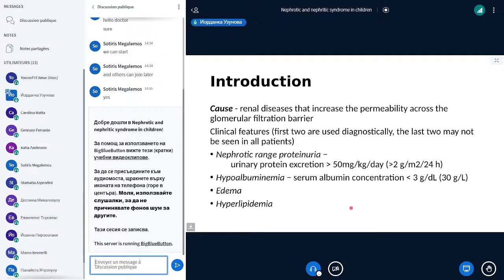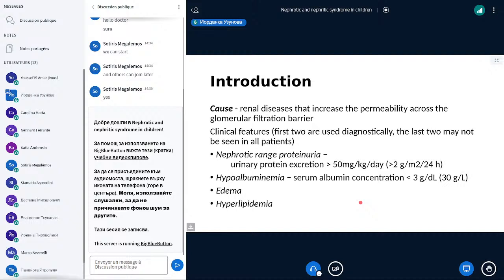Per hours. The second sign is hypoalbuminemia. Serum albumin concentration is less than 3 gram per deciliter. The third is edema, and the last is hyperlipidemia. This is the main marks for nephrotic syndrome.